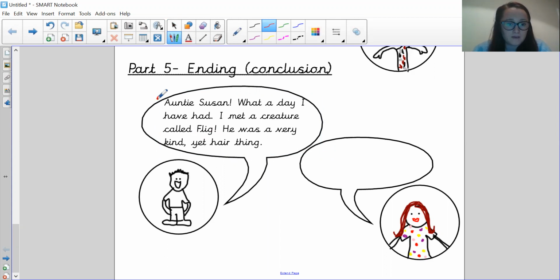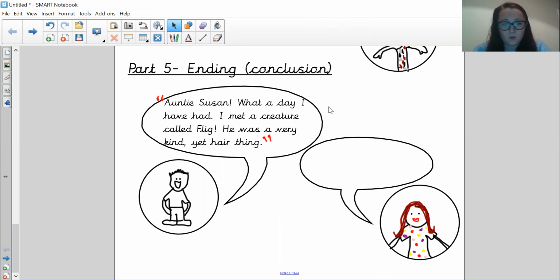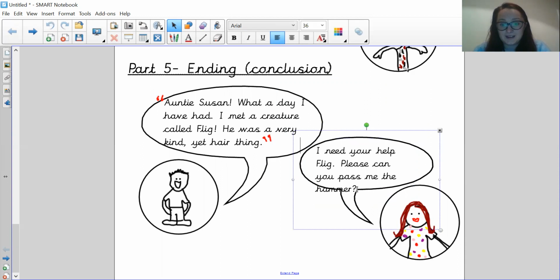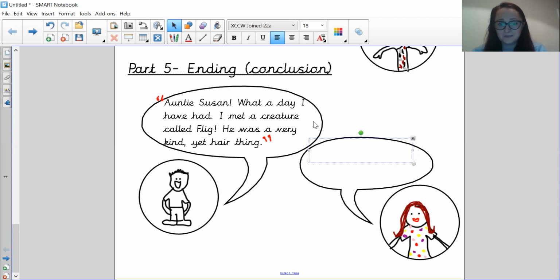So I'm going to put my inverted commas. I know they're out of my speech bubble. Doesn't matter. And then what I'm going to do, I'm going to think about what Auntie Susan is going to say back to Stanley. And I don't think she's necessarily going to believe him, do you, Year 3? "Oh, lovely name for an imaginary friend." And I'm going to leave it there. Adds that little bit of mystery.